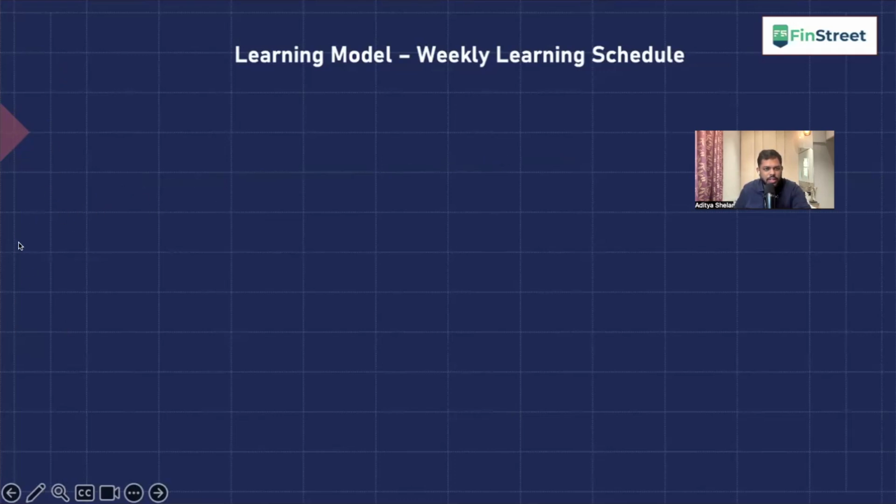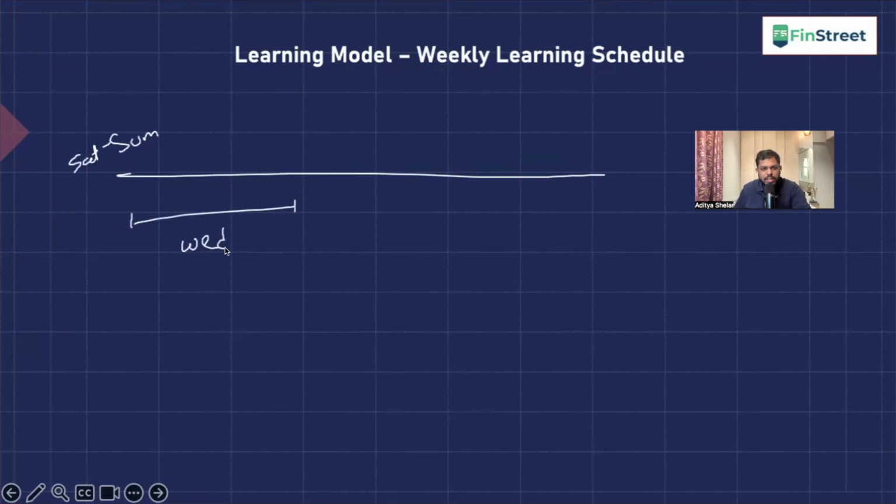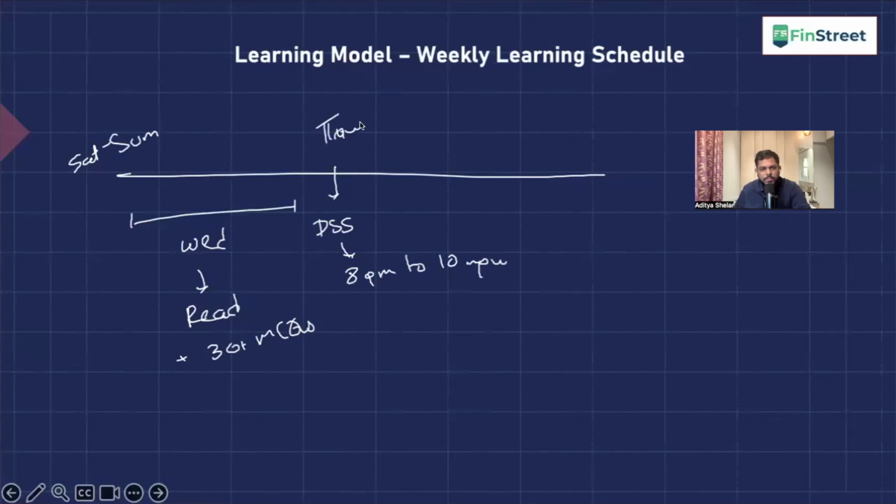Someone wanted a sneak peek into the weekly schedule. This is how your schedule looks. Saturday and Sunday, you have your classes with us. From Sunday to Wednesday, you have to read and solve 30 plus MCQs. On Wednesday, we have a doubt solving session, where I cover all your doubts from 8 p.m. to 10 p.m. Friday, we have free time. I don't take much of your time on Friday. You have to do a pre-read on your own, coming prepared for the next lecture. And then again Saturday and Sunday, we have our regular classes.